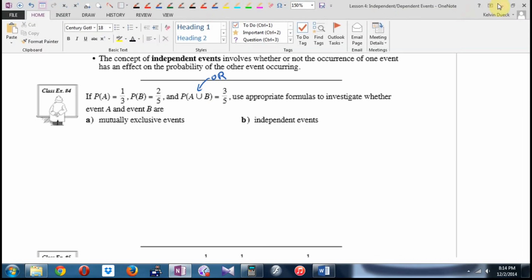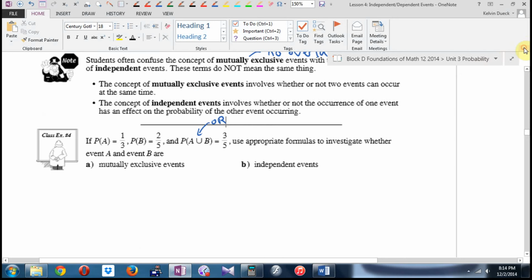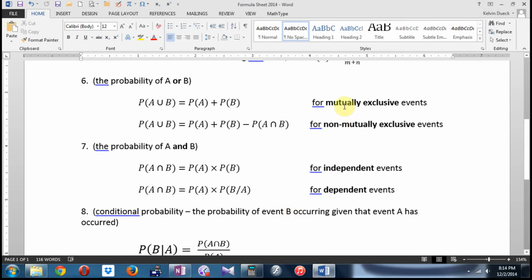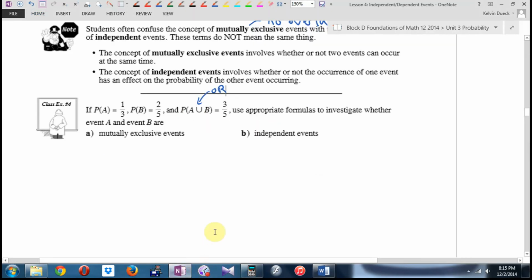Well, what do they mean by mutually exclusive? If they're mutually exclusive, then it's not going to matter whether or not A occurs. For mutually exclusive, A or B is just add them together. There's no overlap. So here's how I'm going to test this. I have the probability of A or B, and I'm going to see, does that equal the probability of A plus the probability of B? Is that true?